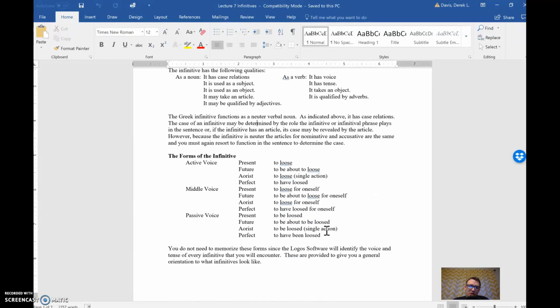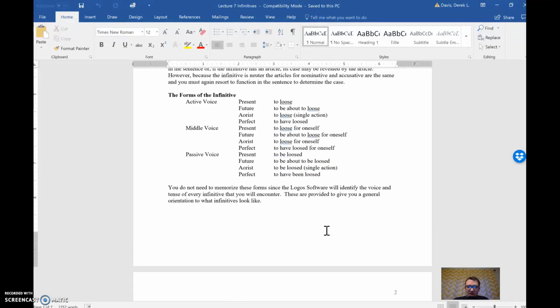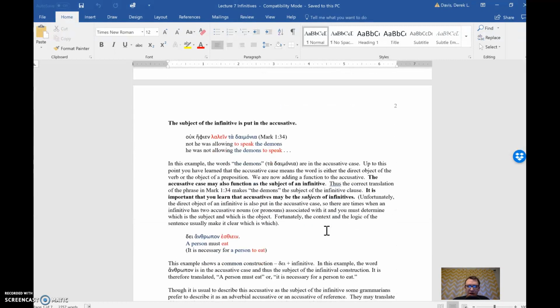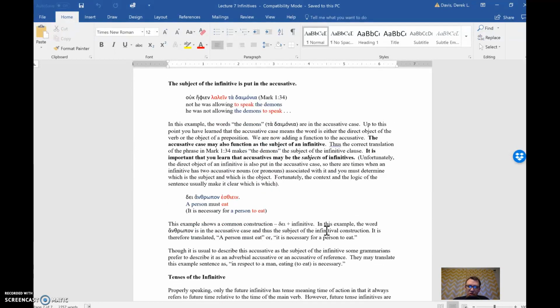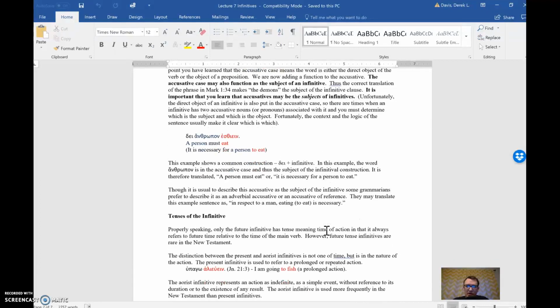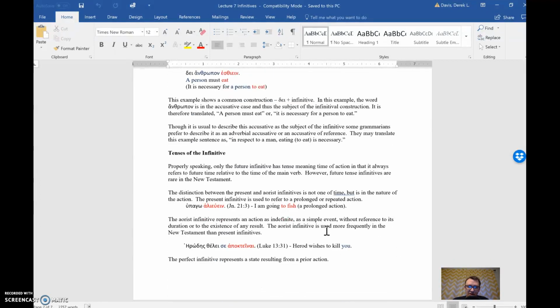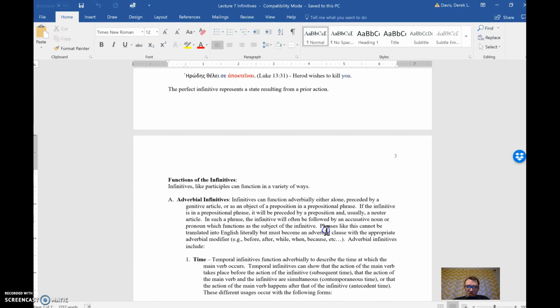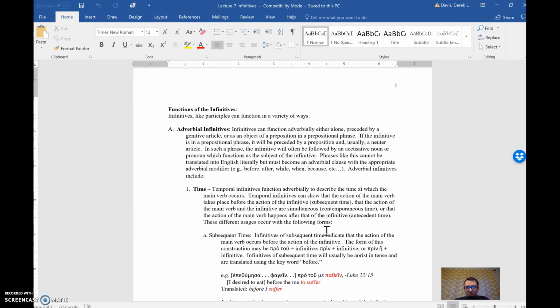For the most part, you're not going to have to deal too much with that, but suffice it to say that the infinitive in Greek will only take the present, the aorist, and the future tense, but it's not really going to affect your translation all that dramatically, but I have given you all that information if you're interested in reviewing it. Instead, we're going to spend most of our time looking at how the infinitive functions.